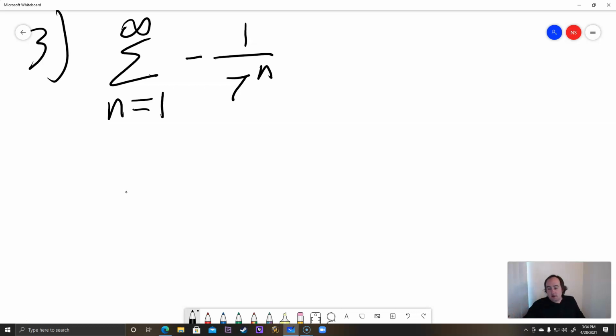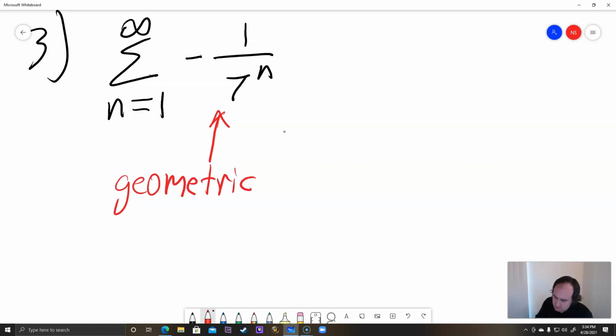And they're asking, does it converge or does it diverge? So you might be thinking, oh, well, is this a p-series and the exponent is n? That doesn't make sense. No, this is not a p-series. That's the trick about this one. This one's actually a geometric series. This is a geometric series, not a p-series.